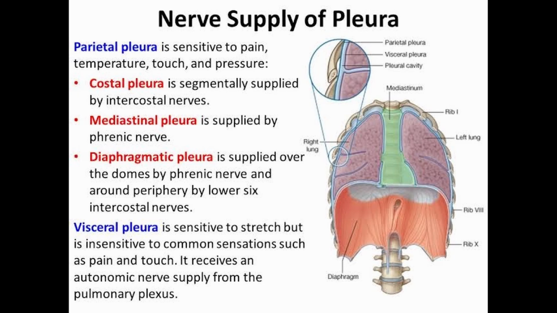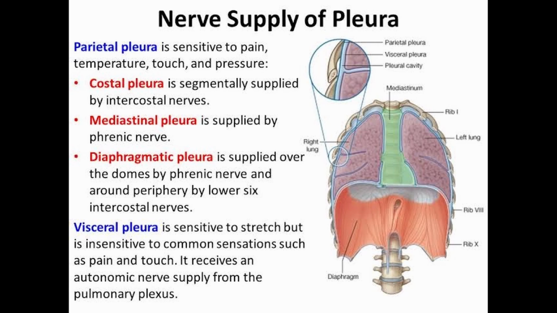Now we discuss the nerve supply of the pleura. First, the parietal pleura. The parietal pleura is sensitive to pain, temperature, touch and pressure sensation. The costal pleura is segmentally supplied by the intercostal nerve, and the mediastinal pleura is supplied by the phrenic nerve. The diaphragmatic pleura is supplied over the domes by the phrenic nerve and around the periphery by the lower 6 intercostal nerves. So on the dome by the phrenic and at the periphery by the intercostal nerve.